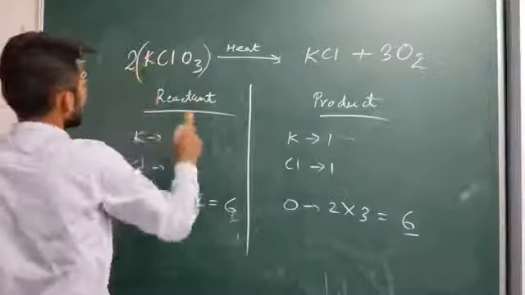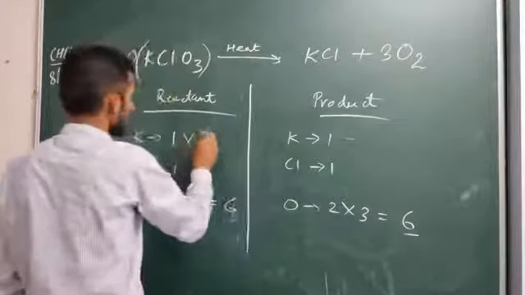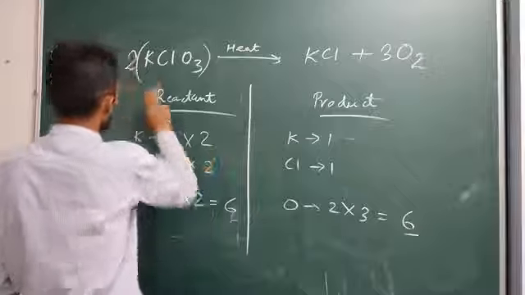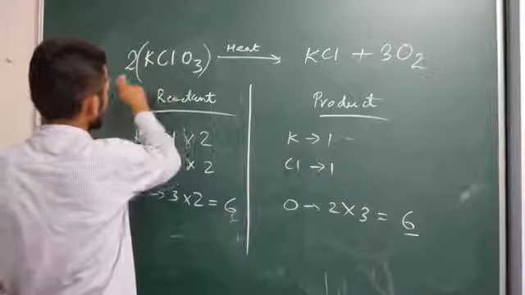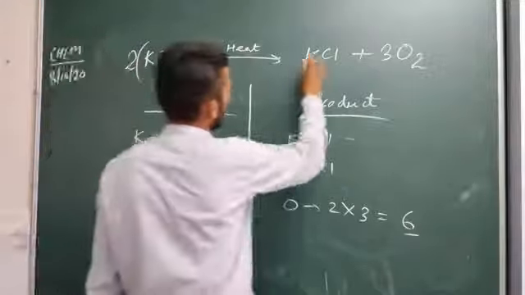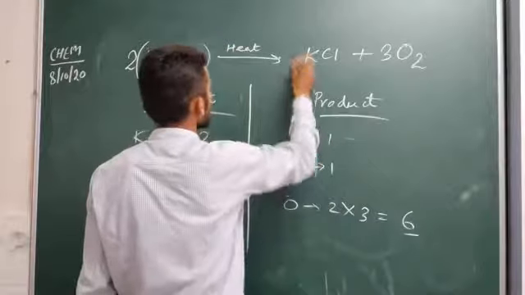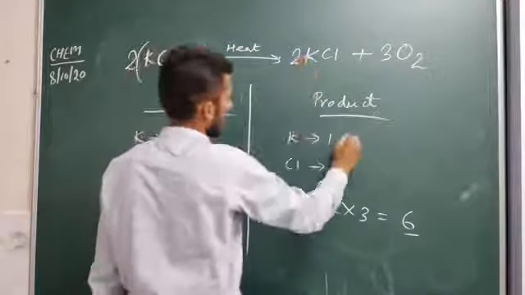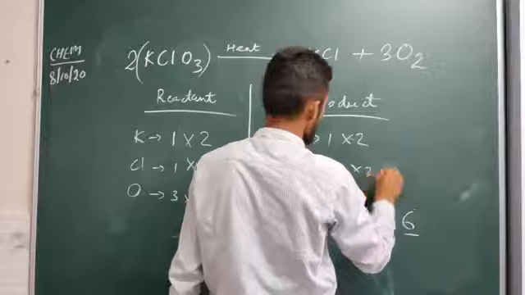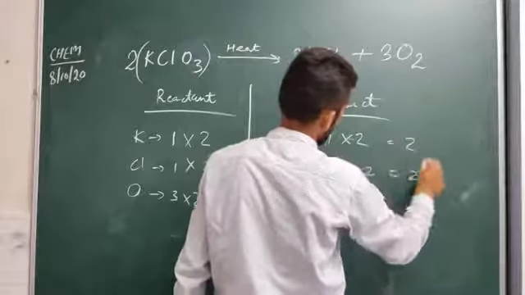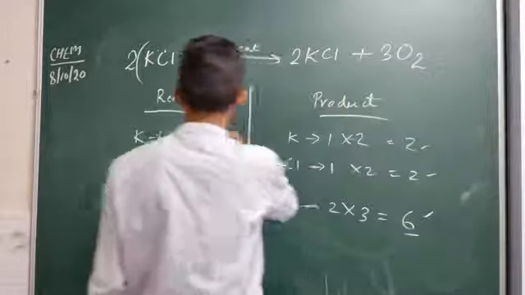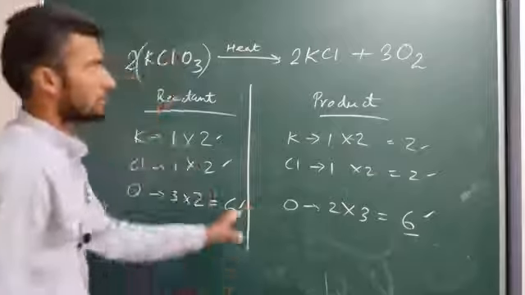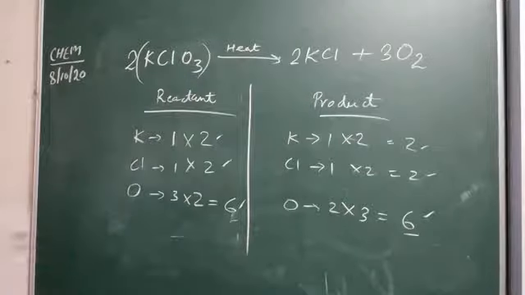Now if 2 is written here, it means these also will become double: K2 Cl2 and O6, and O6 here, with K1 Cl1. So here also you need to make 2, so it will be balanced. This side also it is equal. So the above equation is a balanced chemical equation. In this way you have to write the chemical equations, and you need to practice all of these.